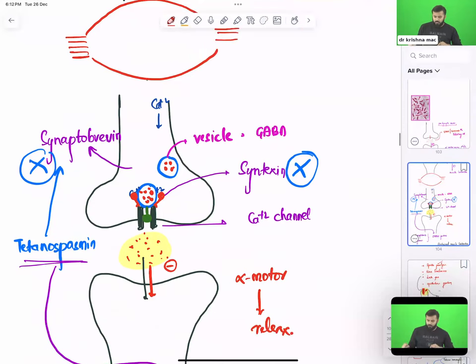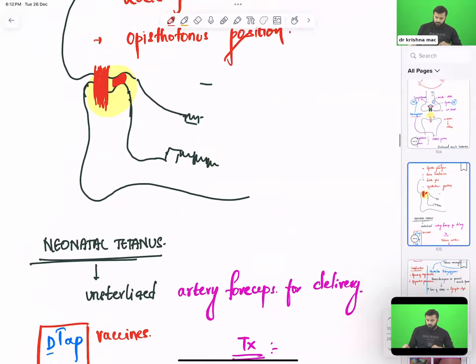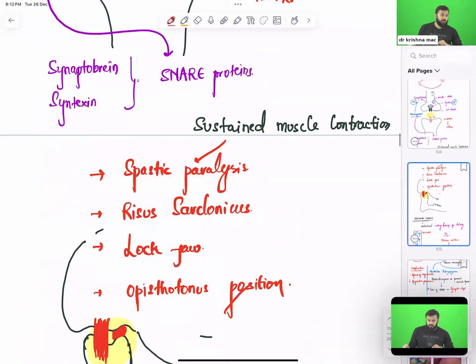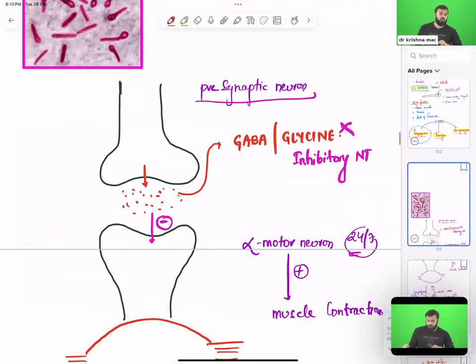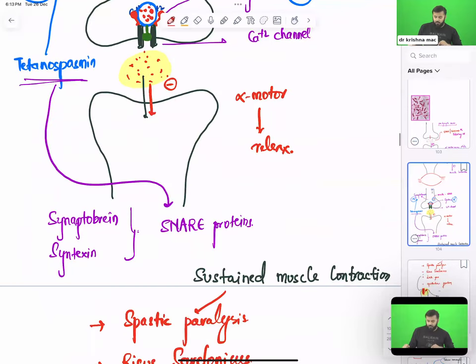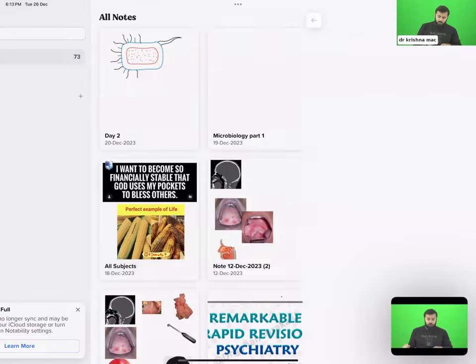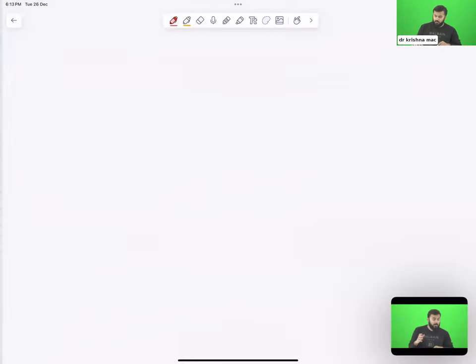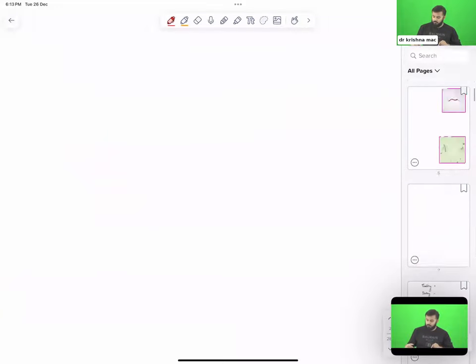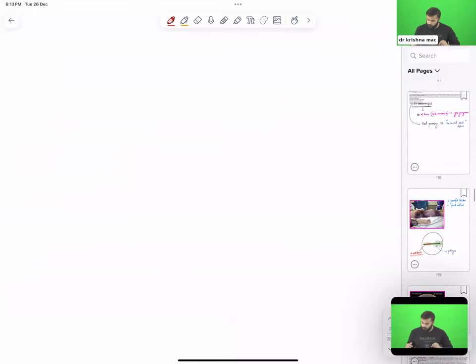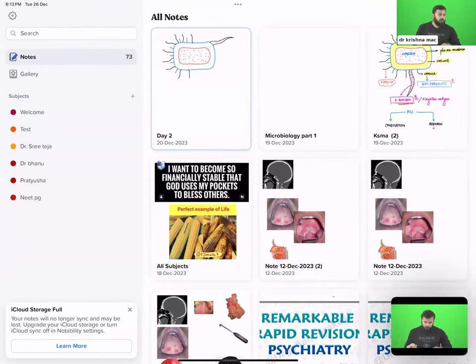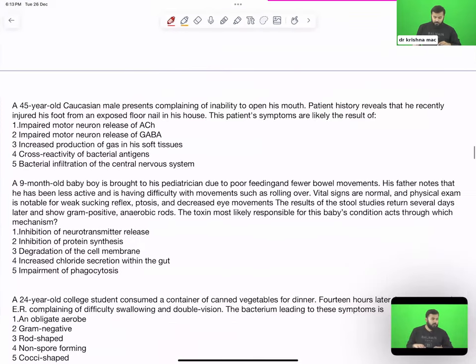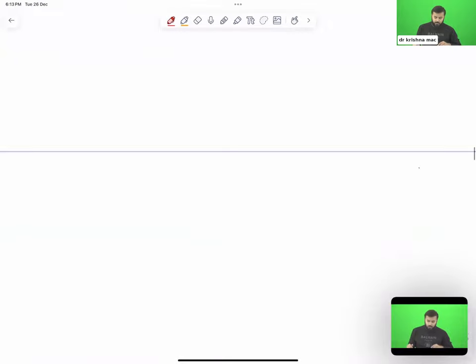Okay. So yesterday we were discussing Clostridium tetani, and in Clostridium tetani we discussed these three important things. After that, we discussed Clostridium botulinum also. Now tell me, where do you see spastic paralysis? Spastic paralysis is a feature of what? Very good. Spastic paralysis you see in case of Clostridium tetani.